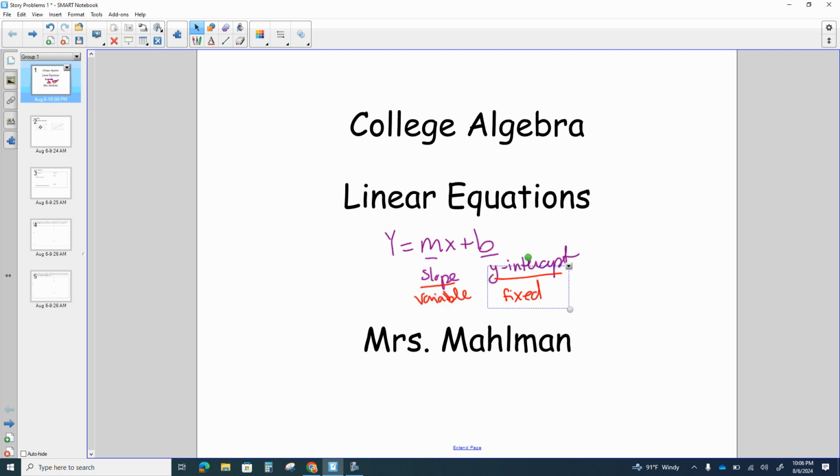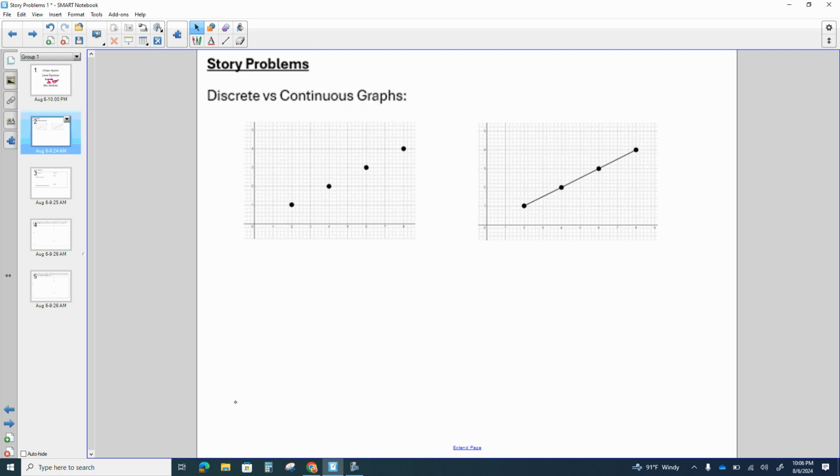So again, we're going to start by doing these linear equations, so we're going to be focusing on that equation. Before we do, we want to make sure that we can graph all these functions that we're going to be doing. I want to talk to you guys real quick about the difference between your discrete graph and your continuous graph.